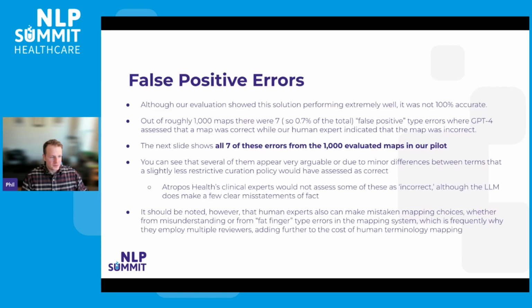I want to focus quickly here on the false positive errors, which really are the problematic errors that we would be very concerned about, which would be a mapping that was actually in reality incorrect being deemed correct, and then going into the data. On the next slide, I will show you all 7 of these. These were the only ones of these errors that came from the 1,000 terms that we evaluated.